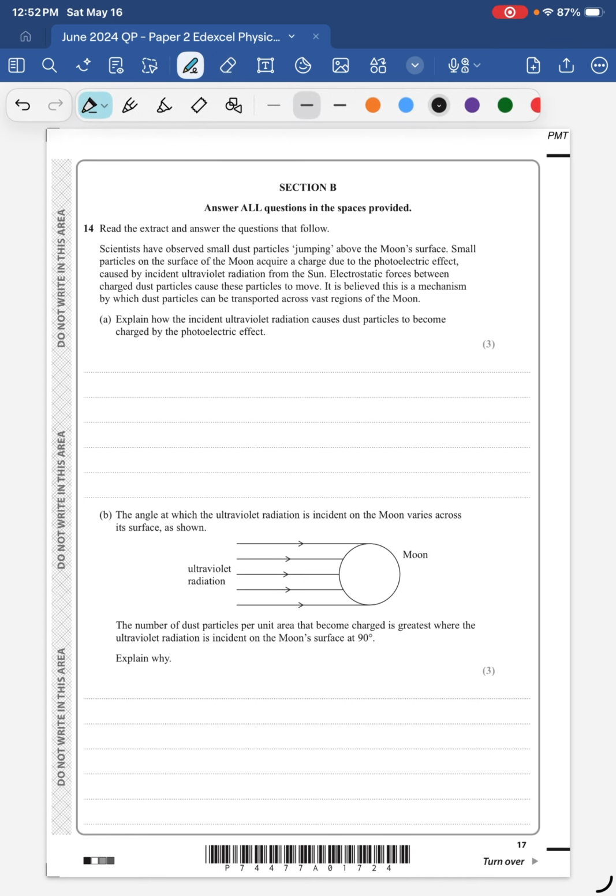So anyway, question A: explain how the incident UV radiation causes dust particles to become charged by the photoelectric effect. So 3 marks. So we have to provide about 3 sentences. So electrons in dust particles absorb the UV energy.